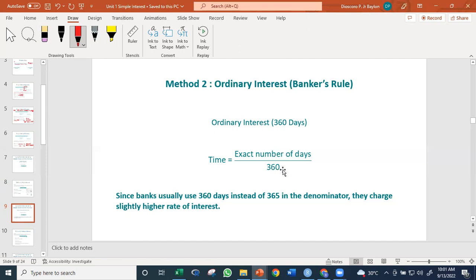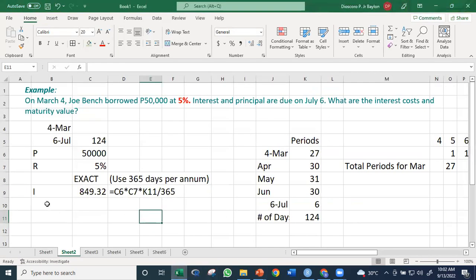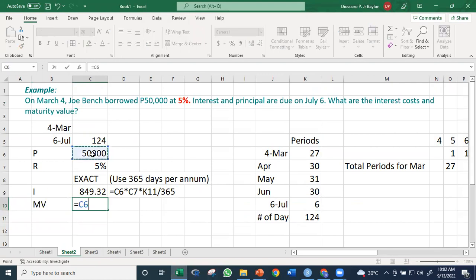Okay. And the interest will be higher if it's ordinary interest. Why? Because the divisor is lower. 365 for exact, 360 for ordinary. So because you have a smaller divisor, then you have a higher interest rate. Okay, so if we do the same for this problem, let's do that in Excel. By the way, the maturity value will be equal to the principal plus the interest.